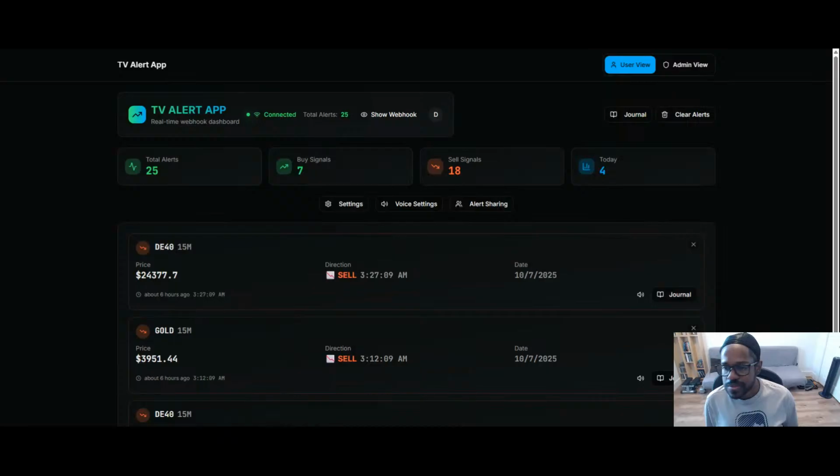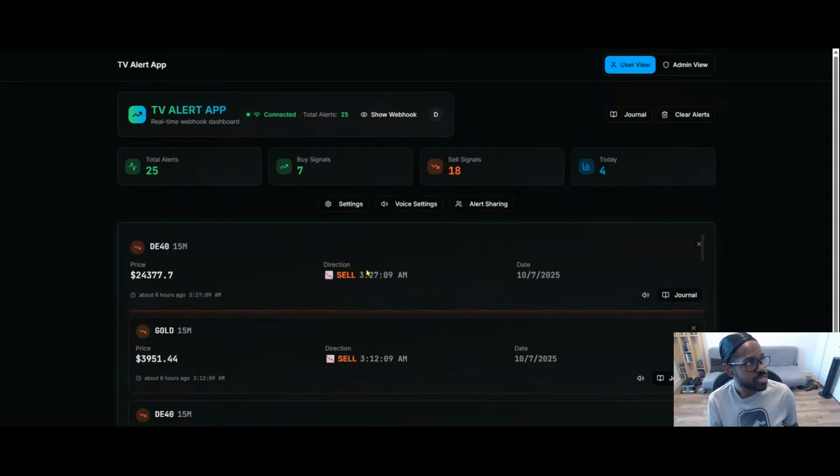So I'll show you exactly how we're going to get the alerts here on our session. So this is the TV alert app. This is basically a site that I created that will provide you institutional liquidity here in the market, giving you a buy or a sell signal for the actual direction. So you decide if you take the trade or not.